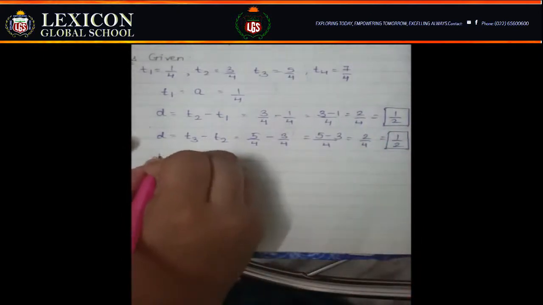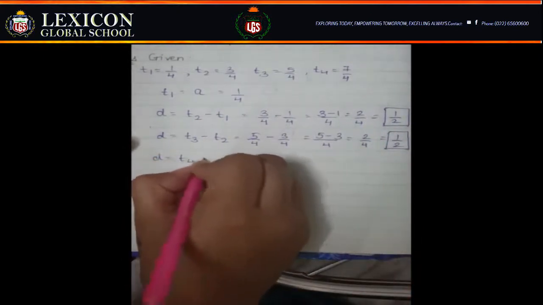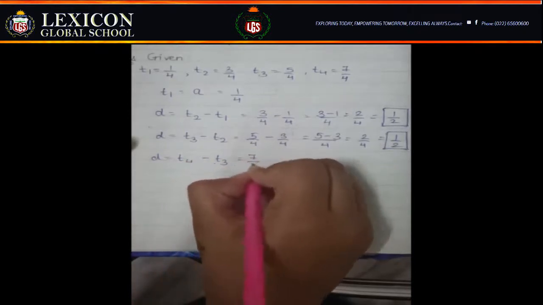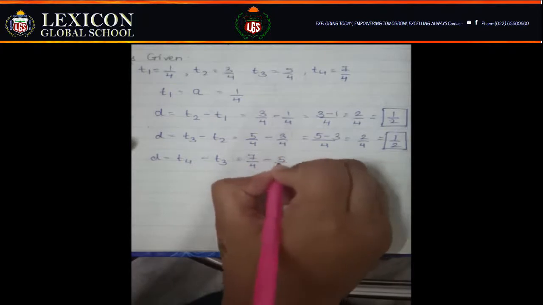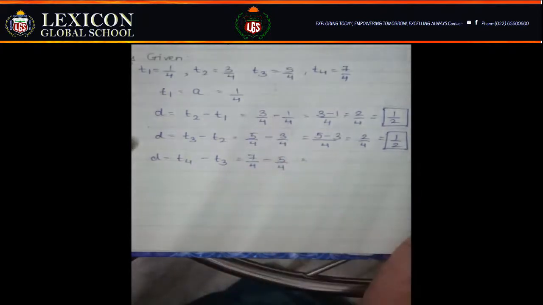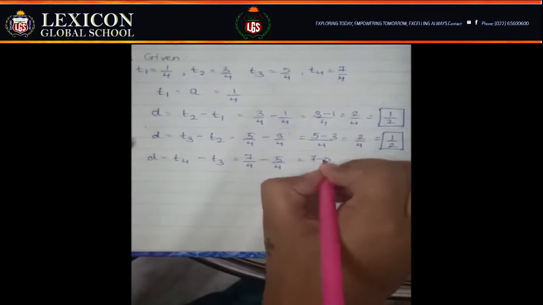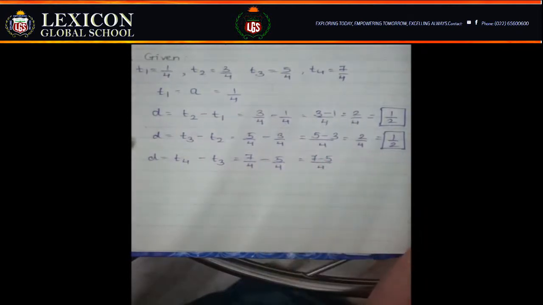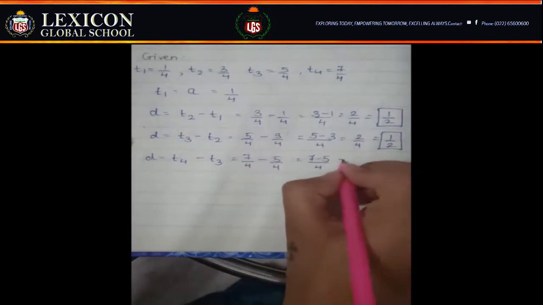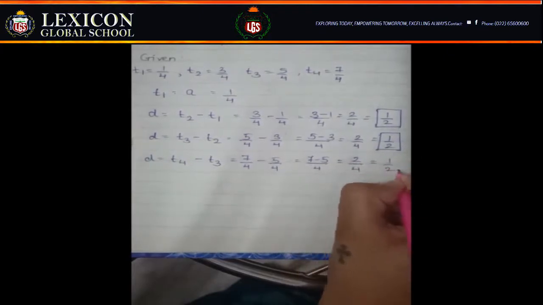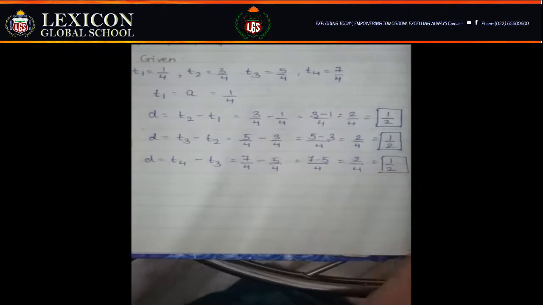Again, T4 minus T3. That means 7 upon 4 minus 5 upon 4. Again, we have a common denominator 4. So let's subtract the numerators directly. 7 minus 5 upon 4. 7 minus 5, 2 upon 4. When we reduce it, we get the answer as 1 upon 2.